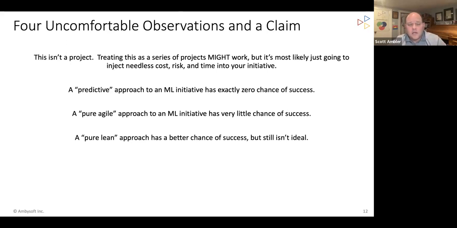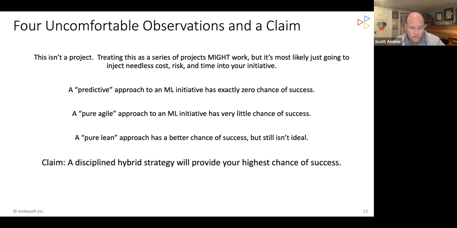And what you really need is a hybrid approach of all 3, mostly lean, but some agile and a little bit of predictive to get the job done. And this is exactly the type of approach that you see in Disciplined Agile, for those of you who are up to speed on that.